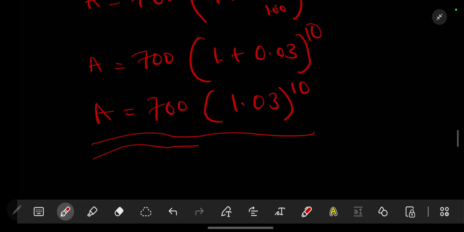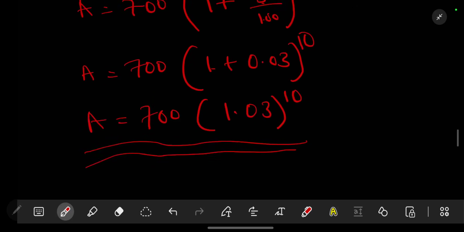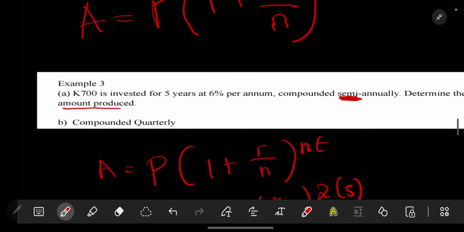So this is the answer that we can write there. We cannot expand further because we don't have a calculator. So basically that is how we find that. Make sure that you know that 3 over 100, same approach, you add a 0, it will be 0.03, that's how I got that value.